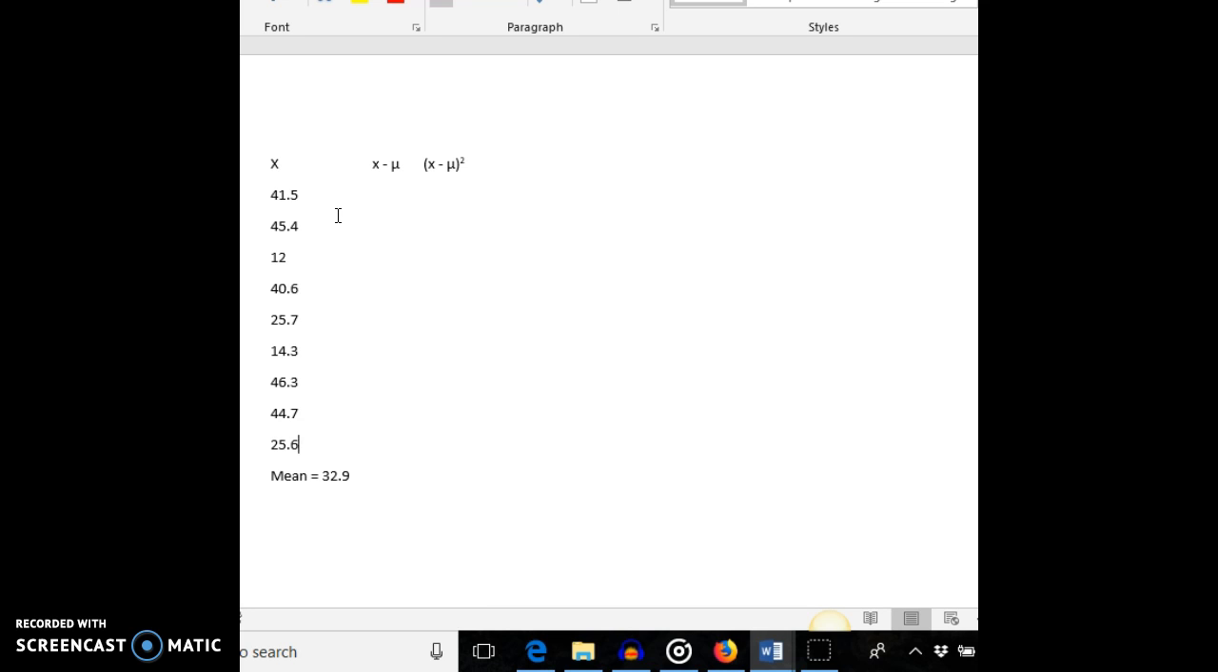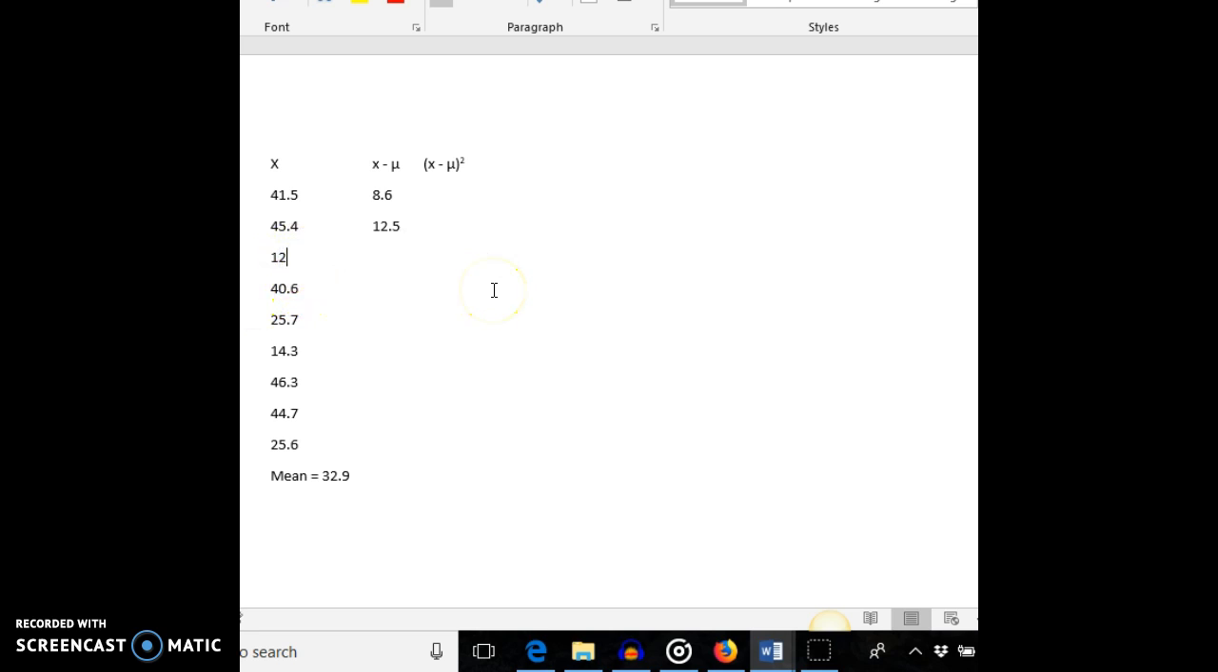The first thing we have to do to find the population standard deviation is take each of our pieces of data and subtract the mean, mu. This is our symbol for the mean for the population. So we're going to take 41.5 and subtract 32.9. And when I do that, 41.5 minus 32.9 is 8.6. And I will do that for the next piece of data as well. 45.4 minus 32.9 is 12.5.